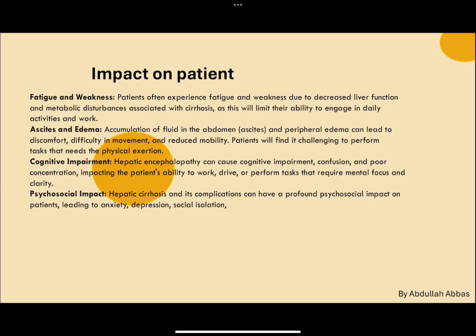And the other one is cognitive impairment. Hepatic encephalopathy can cause cognitive impairment, confusion, and poor concentration, impacting the patient's ability to work, drive, or perform tasks that require mental focus and clarity. And the last one is psychosocial impact. Hepatic cirrhosis and its complications can have a profound psychosocial impact on patients, leading to anxiety, depression, and social isolation.